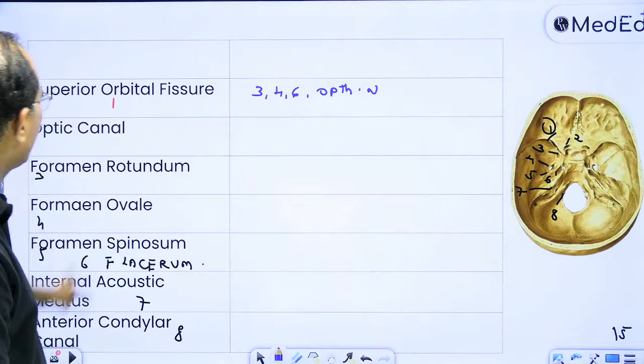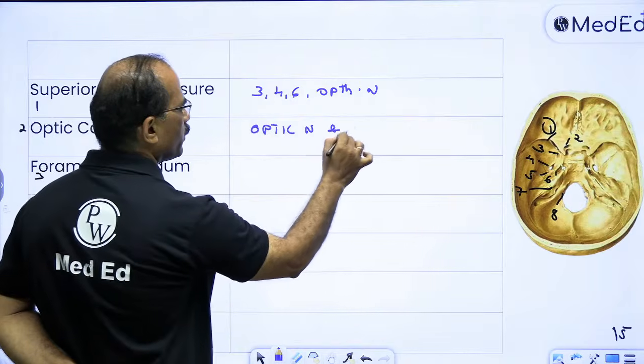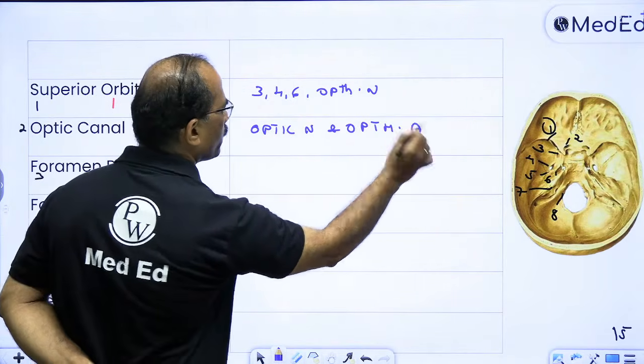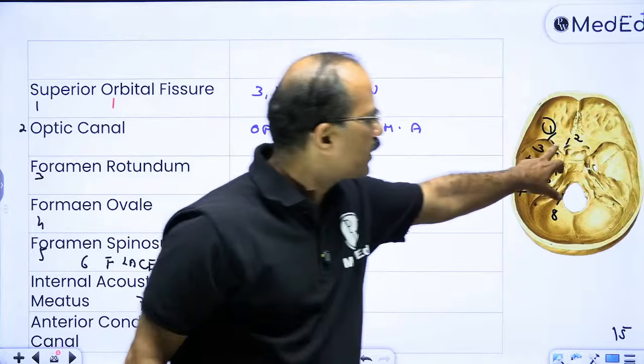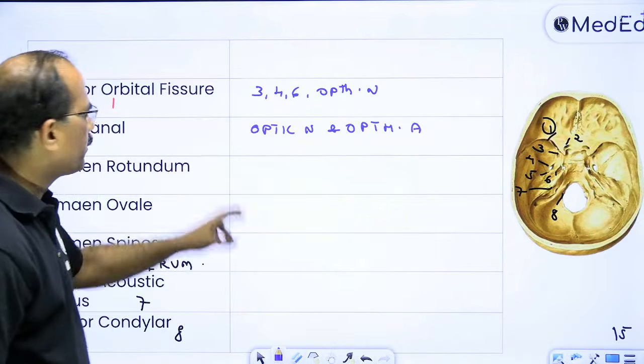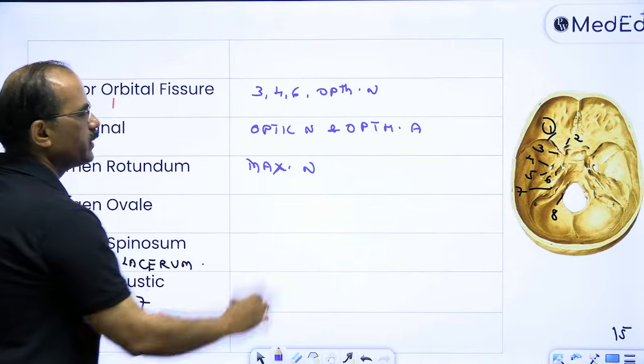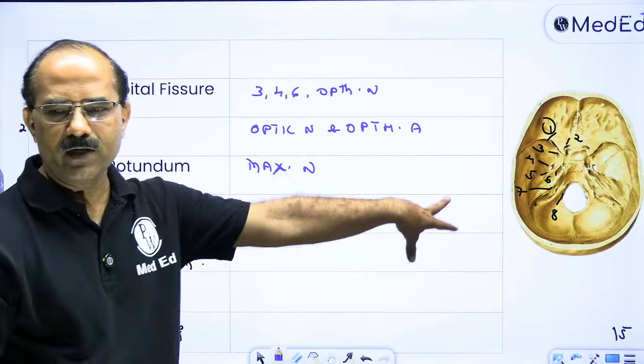Very good. What passes through the optic canal is the optic nerve and the ophthalmic artery. That's the optic canal. मैंने वो लगा दिया वहाँ पे आपके लिए. What passes through the foramen rotundum? Yes, anyone? That's the maxillary nerve. Foramen rotundum, maxillary nerve.